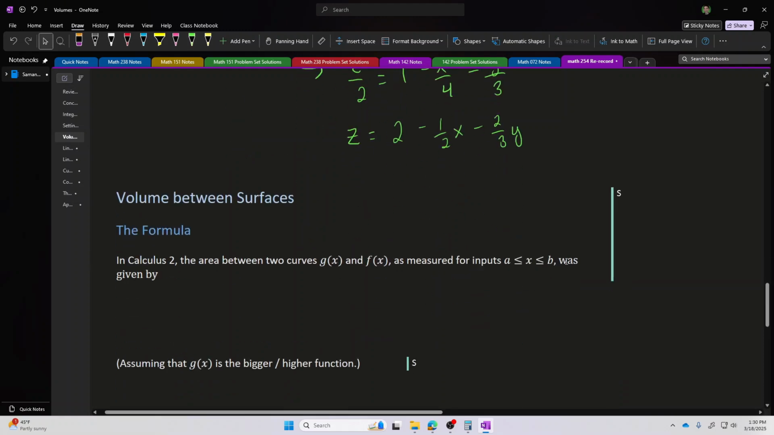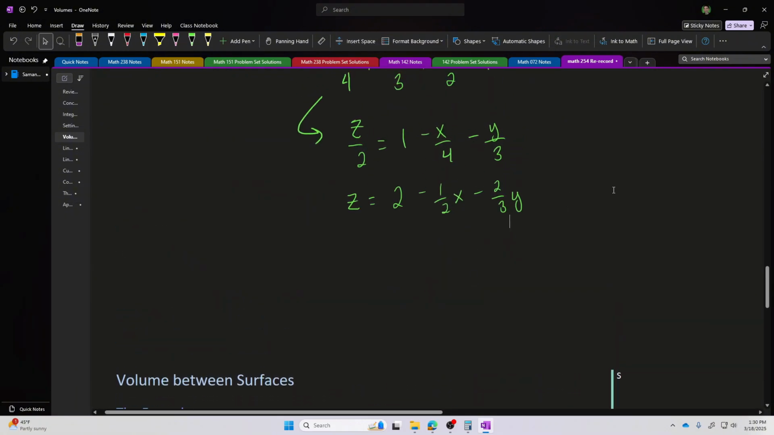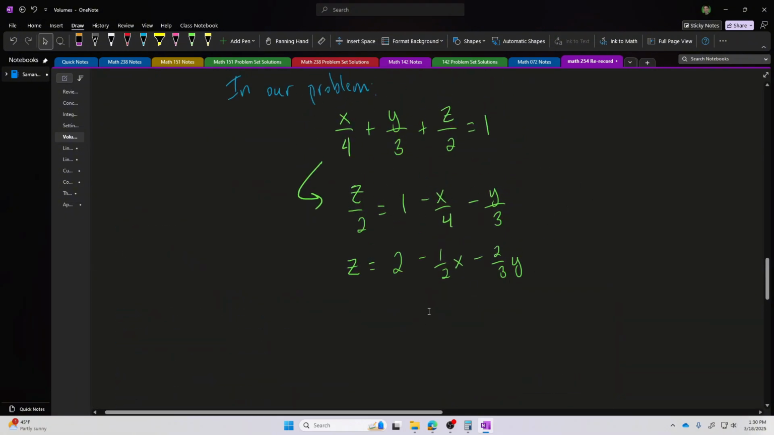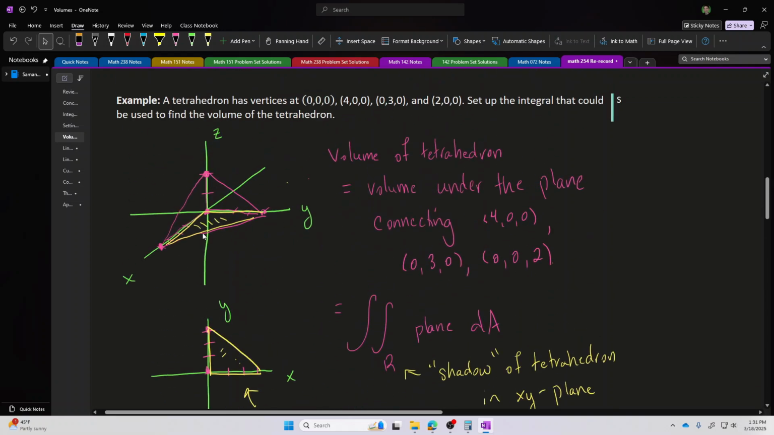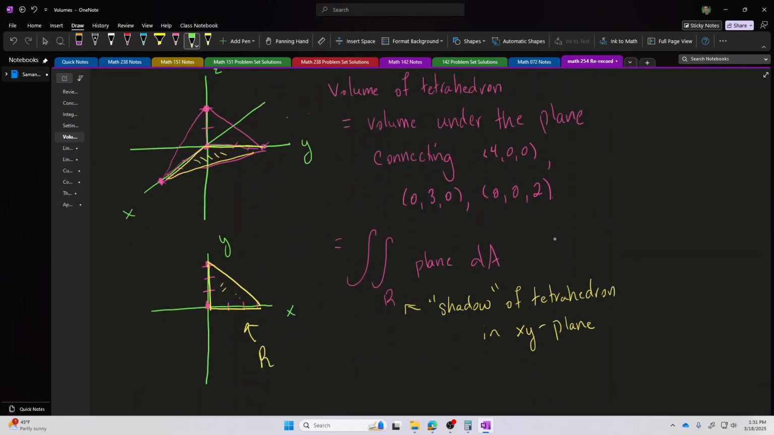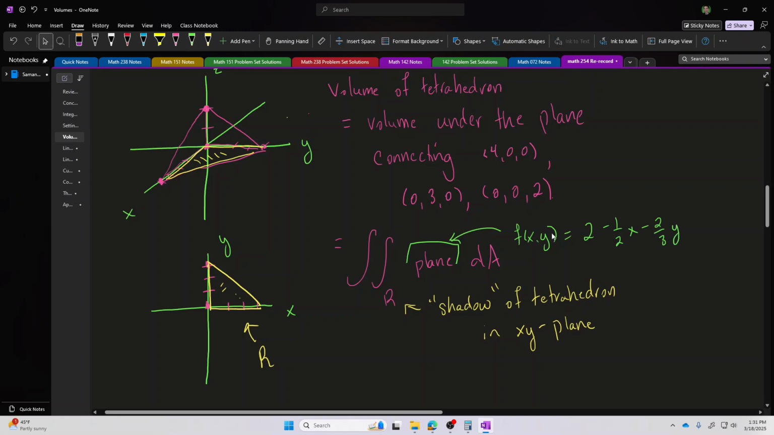And so here is the equation of the plane in the problem. The equation of the plane in the problem is the function 2 minus 1/2 x minus 2/3 y. This is the function of x and y that represents the plane, and I'm trying to find the volume underneath that plane. So that equation that I've just found is going to form my integrand here. The f of x, y that I'm integrating is 2 minus 1/2 x minus 2/3 y.